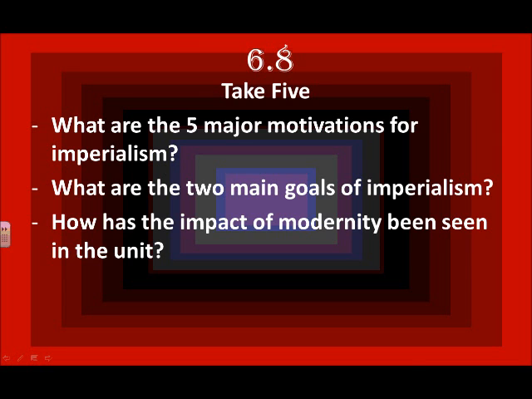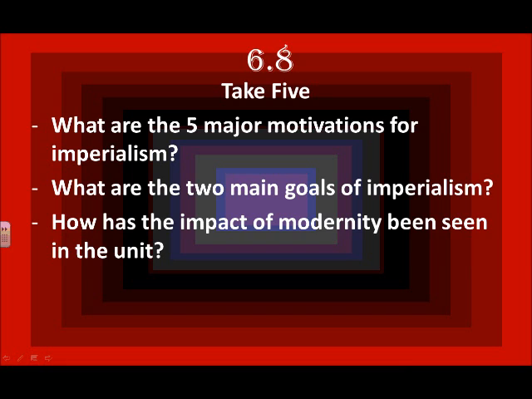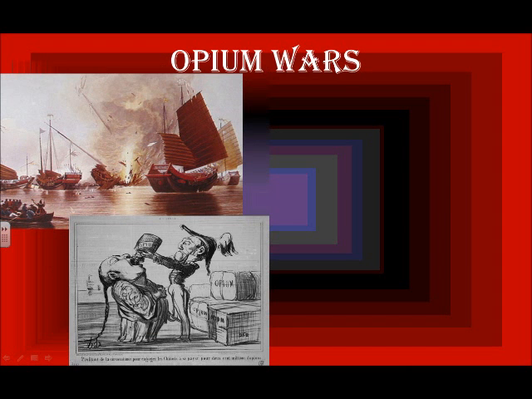In 6.7, we started talking about China. And we will continue that now. We talked about how the British had introduced opium into China to force them to trade, and that millions of Chinese citizens were addicted. And these three major events that resulted. The first were the Opium Wars.